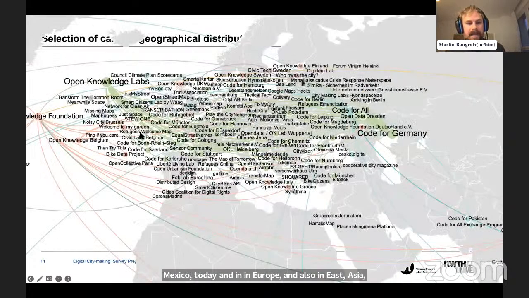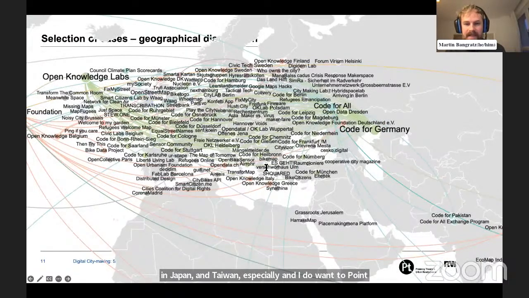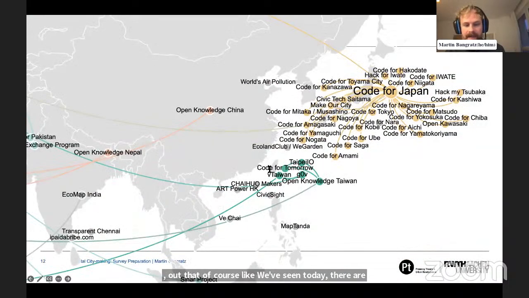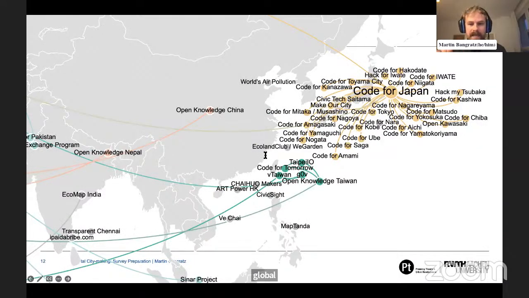We've seen some from Mexico today, and in Europe, and also in East Asia, in Japan and Taiwan especially. I do want to point out that, like we've seen today, there are many great examples of civic tech initiatives in the Global South. The networks here in the United States, Germany, and Japan just stand out because of their large number of local brigades. I've added those all individually because I'm really interested in the local level, so that's where I will focus my research.